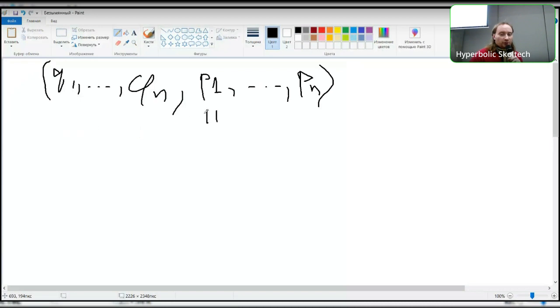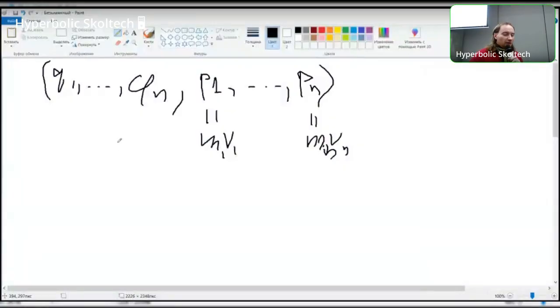Usually this is something like mi multiplied by vi. But in relativistic theory, this is not the case. Actually, well, it's nearly the same thing. So you just consider not impulse, I said generalized momenta. Yeah, it's generalized impulses.